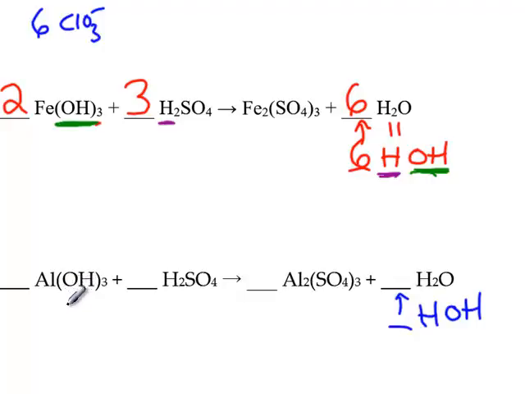So I would balance this one by looking at 1 aluminum on the left, 2 on the right. So I'm going to make a coefficient of 2 in front of the aluminum hydroxide. This is going to give me a total of 6 hydroxides. So I need 6 HOHs, 3 sulfates, H2SO4. We have 1 sulfate, so I need a coefficient of 3. So very similar to the last reaction, we end up with the same coefficients, 2, 3, 1, and then H2O has to be a 6.